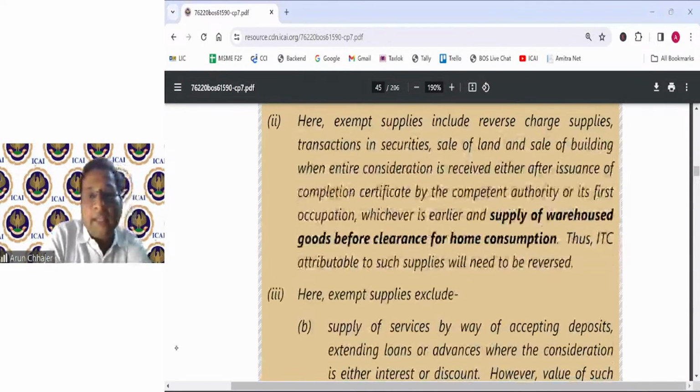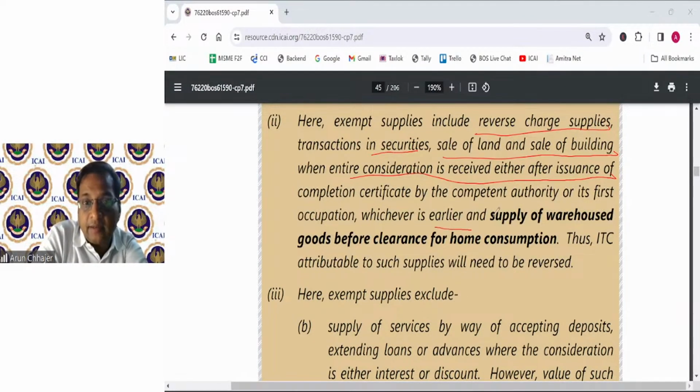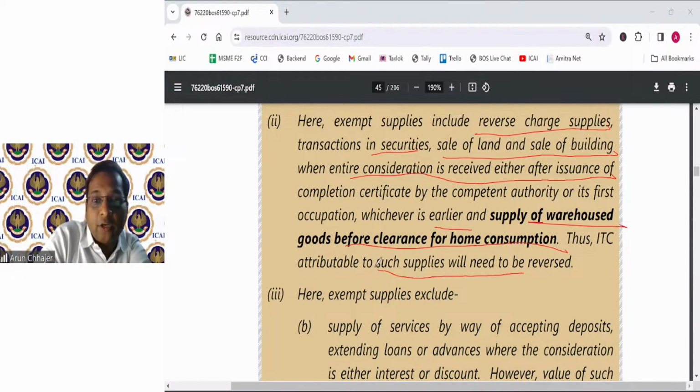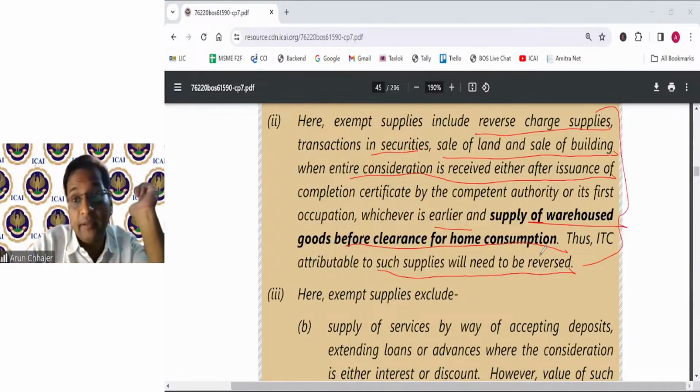Hence, exempt supply includes RCM, transactions in securities, sale of land, sale of building, where entire consideration is received after CC or first occupancy, whichever is earlier, and supply of warehouse goods before clearance for home consumption, thus ITC attributable will need to be reversed. What is the meaning? From where have they picked up this meaning?